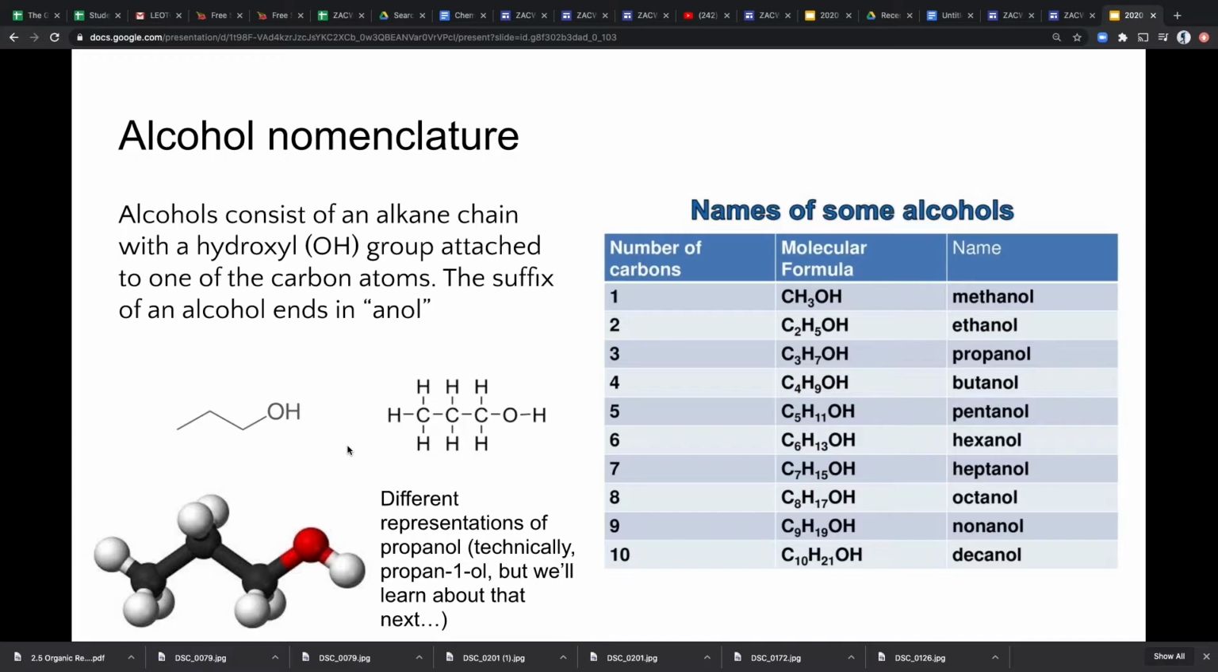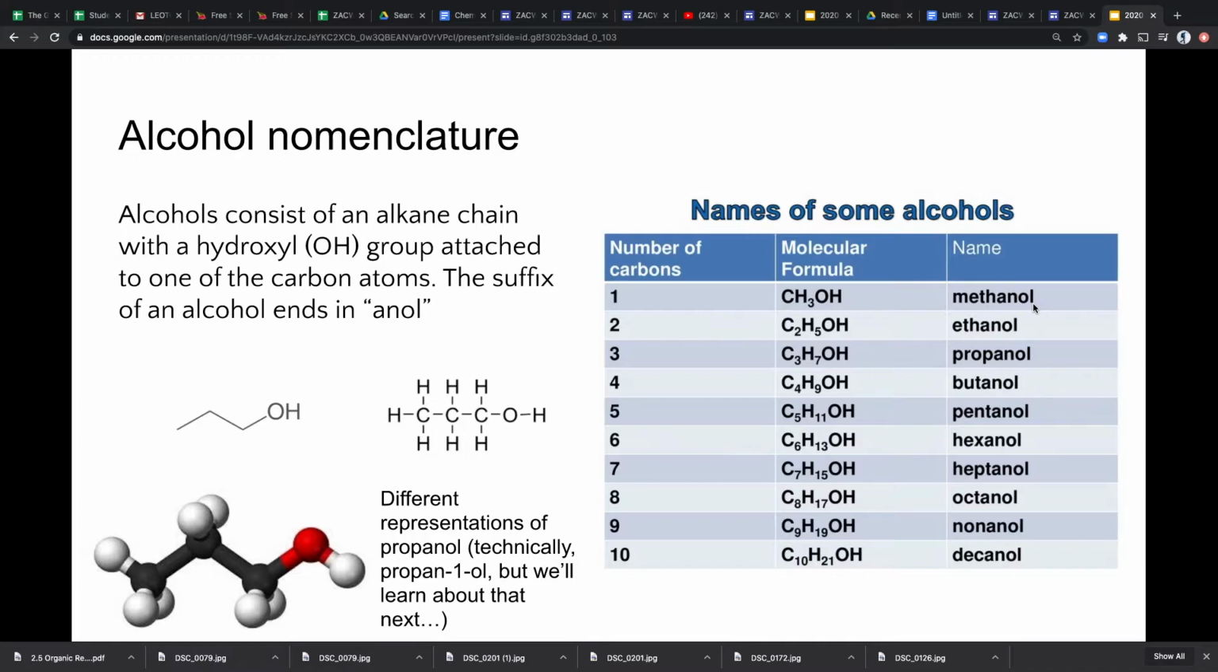Now, unlike halogens or methyl or alkyl side chains, when there's an alcohol in our molecule, we don't indicate that it's there at the beginning of the name. Rather, we indicate that it's there at the end of the name. So you see that with methanol, right? The OL indicating that there is an alcohol present.